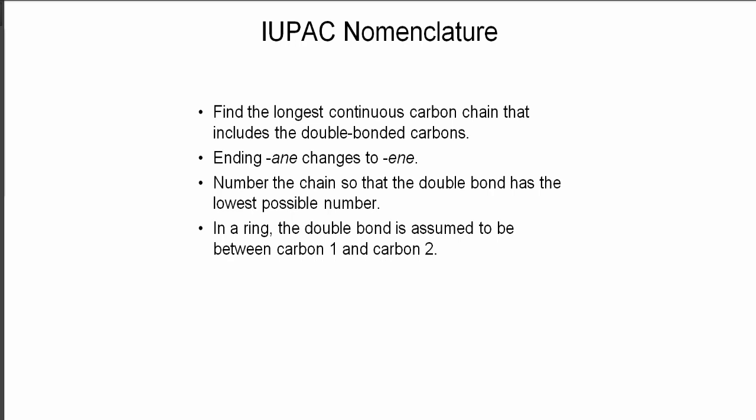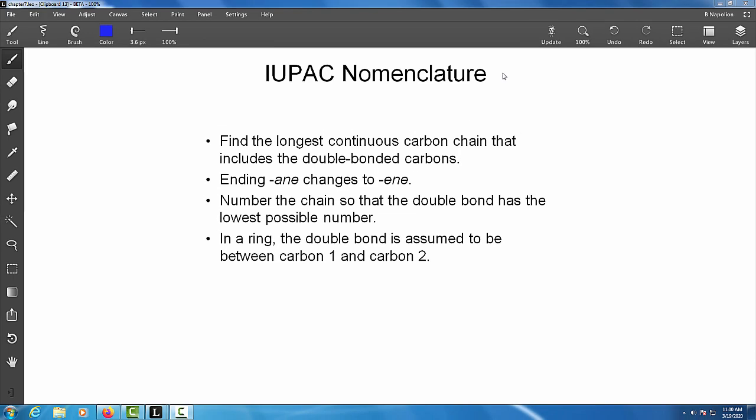All right, we're going to start with the second part of chapter 7, the IUPAC nomenclature of alkenes. So the rules for naming alkenes are the same as alkanes. You want to find the longest carbon-carbon chain.